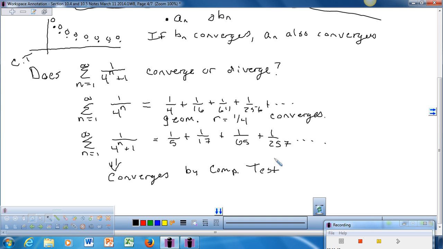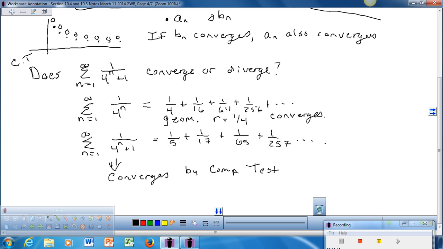And I will need to see work like this along with it, and then the statement at the end. Okay? Questions on that one? Yeah, Lauren. Did you just come up with 1 over 4n, or is that given to you in the problem? It is not given to you in the problem.